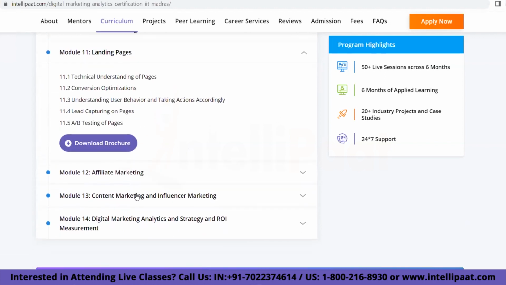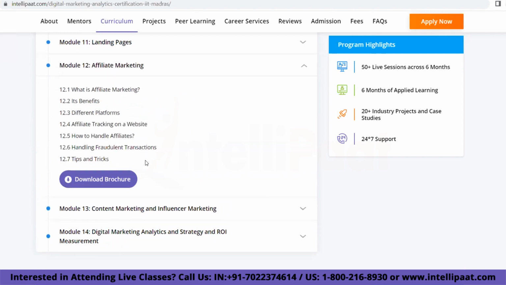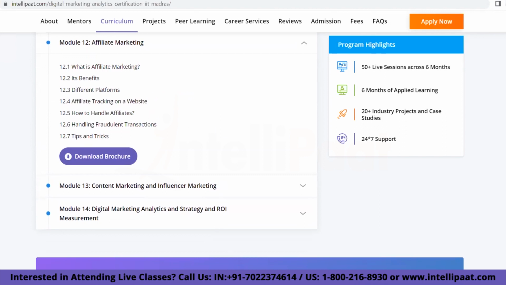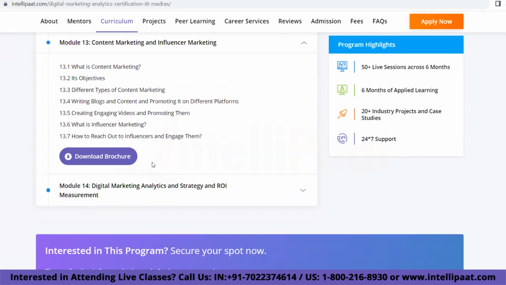Then there are landing pages, understanding the pages of a particular website and understanding the lead capturing on the pages, how the leads are captured. Module 12 is affiliate marketing, wherein you understand how to handle affiliates and how to handle fraudulent transactions. Module 13 is content marketing and influencer marketing. So you understand content marketing, its objectives, different types of content marketing, and what is influencer marketing will be taught here.